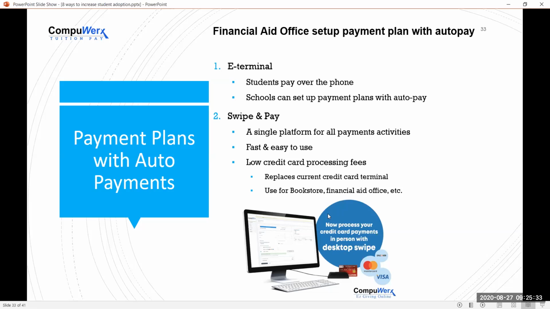This is something called swipe and pay. Instead of doing it online, this is a credit card reader that is connected to the laptop or PC, which connects to the CompuWerx TuitionPay system. When they swipe the card, it reads all the information from the card into the system. All you have to do is put in the amount. The benefit of using this, of course, is that it's fast and easy, and the credit card processing fee is much lower too. So this solution could replace your current credit card terminal, or be used for your stores or financial aid office.